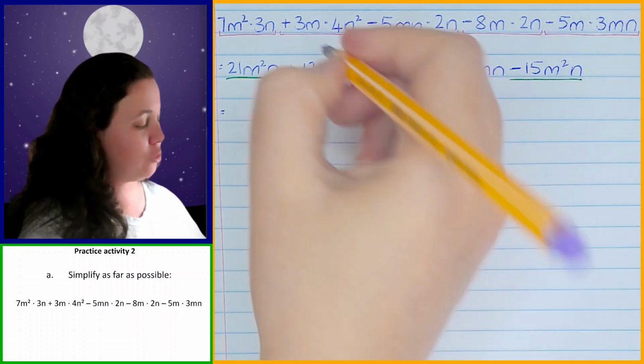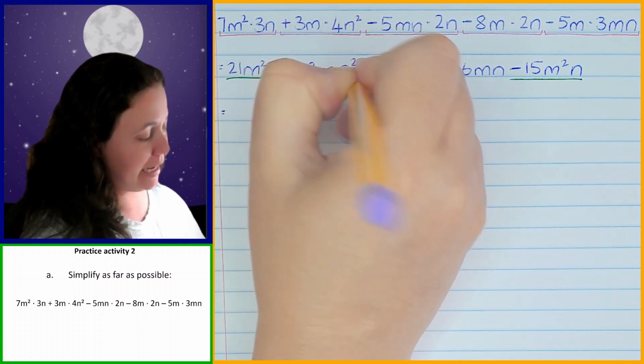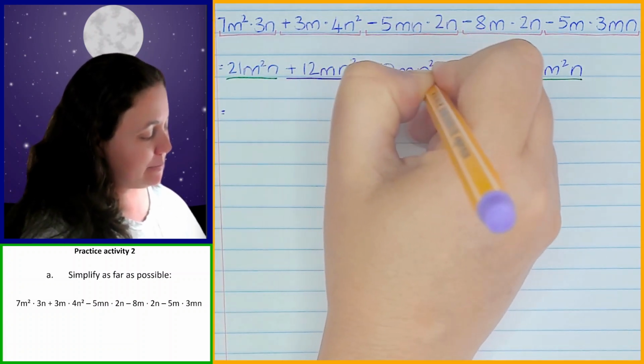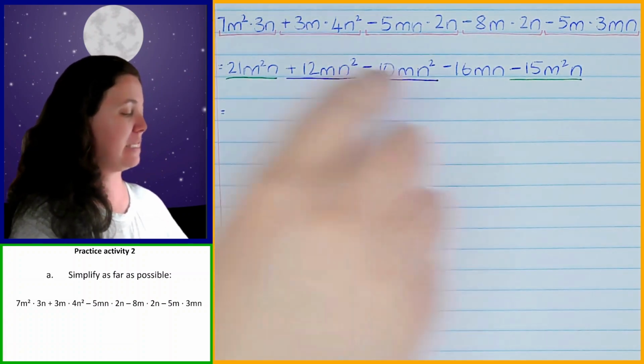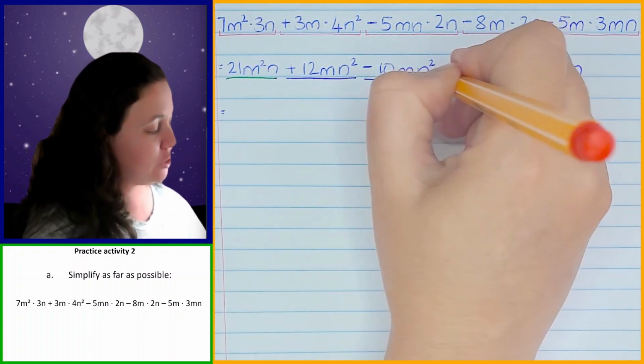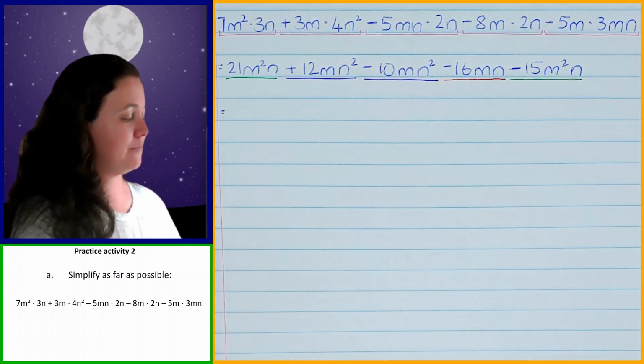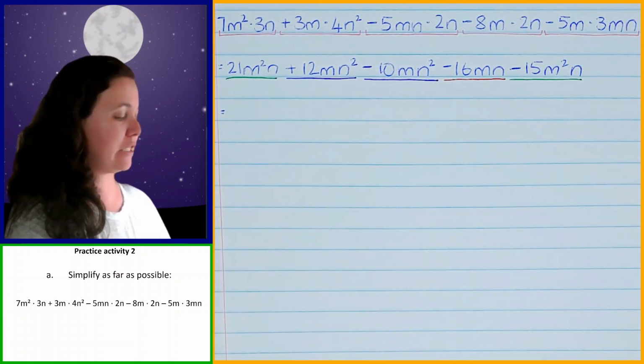Then over here I've got 12mn squared and minus 10mn squared. Those are like terms, but this one is not. It's completely different because it doesn't have any squares at all. So it is going to stay on its own like that. Okay, so let's go and collect our like terms.